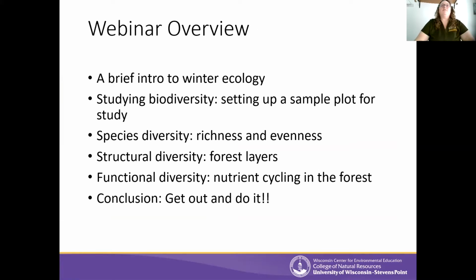To give you an idea of what to expect in our half hour together, here's a brief look at the topics we'll be covering. We will be focusing on 3 components of forest diversity and demonstrating some fun and easy activities that you can do to learn more about the forest in winter. For our field activity, we'll be following a procedure from LEAF's forest diversity lesson. In this activity, students study and collect data on 3 components of diversity found within a forest: species diversity, structural diversity, and functional diversity. We'll talk about each of these 3 components a bit more in depth throughout the webinar.